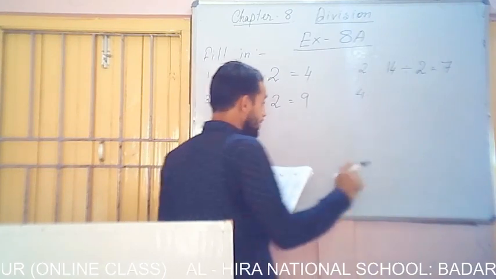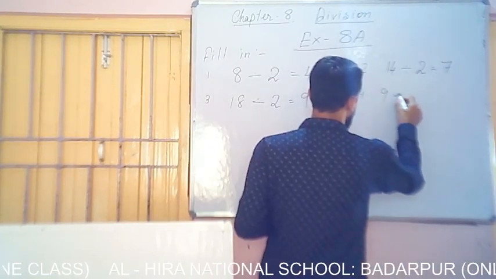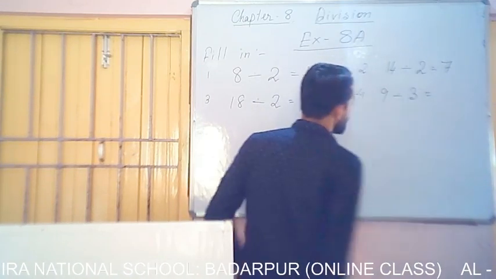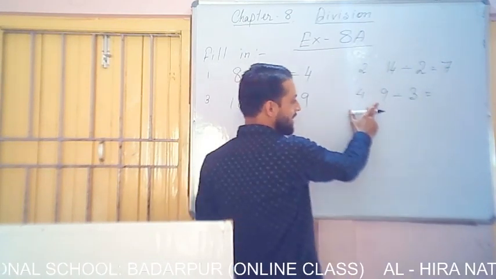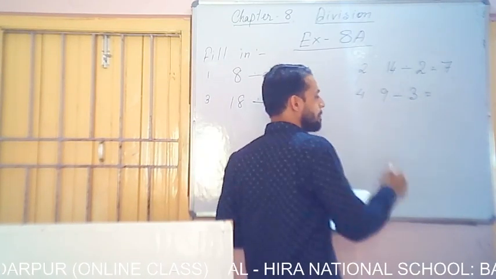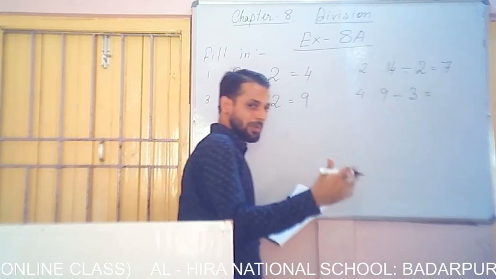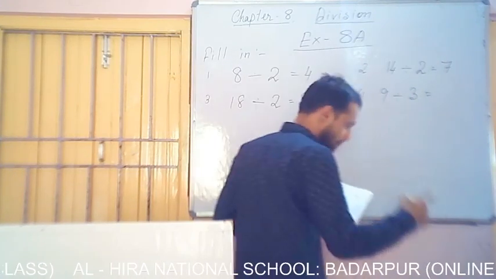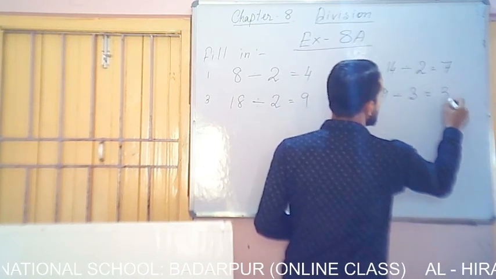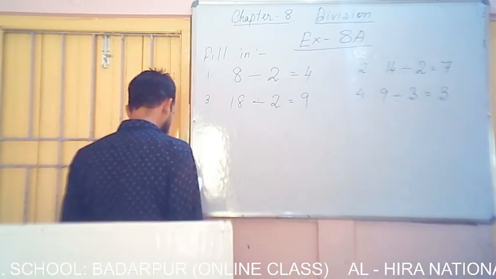Now we have 9 divided by 3. Here 9 is the dividend, 3 is the divisor. The number which we will get after dividing 9 by 3, that will be the question. So we have to follow 3 multiplication table. 3 3s are 9. We have to write here 3.